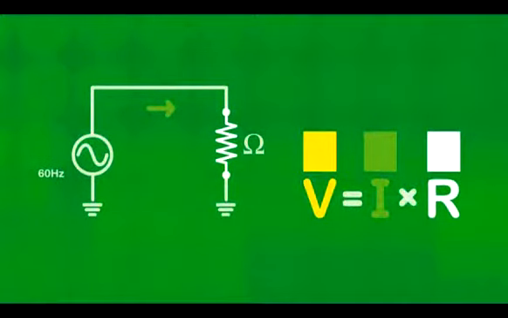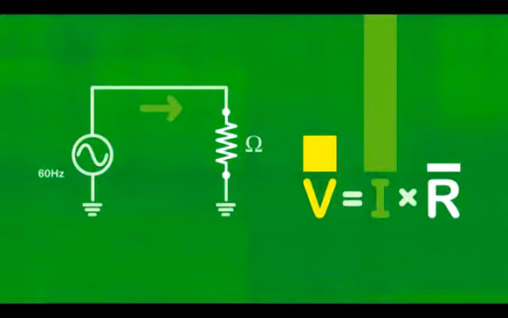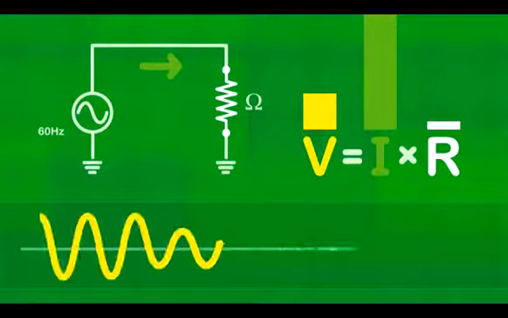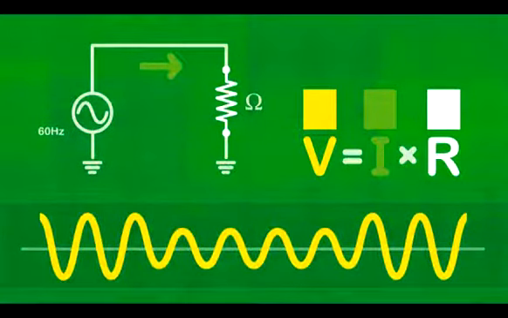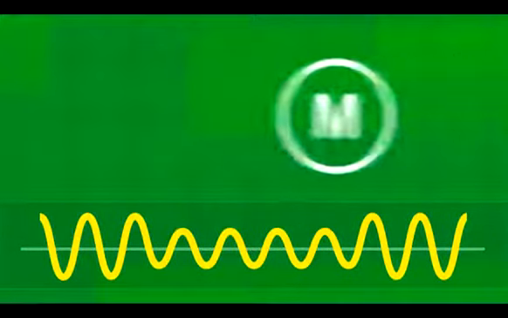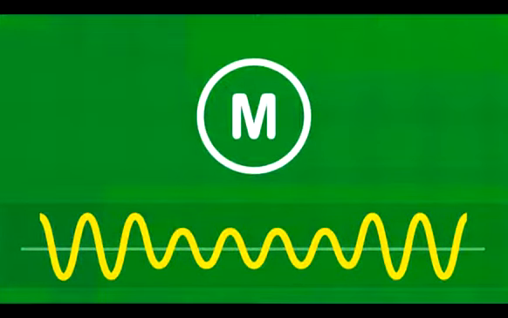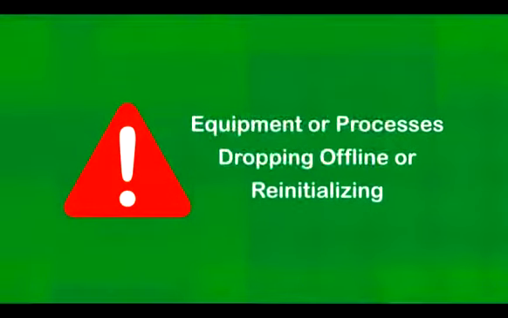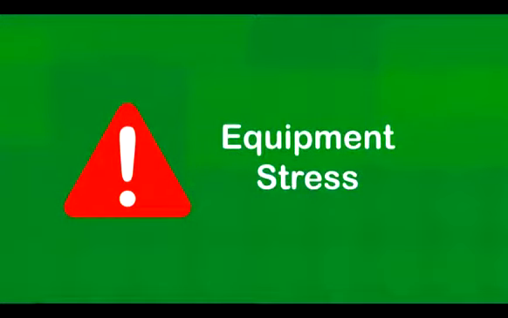Essentially, a voltage sag is created by an unexpected change in the electrical system's impedance or large increases in its current. This figure shows a waveform of a voltage sag event. In industrial systems, voltage sags may occur during the start of large equipment such as motors due to their high inrush current. Severe voltage sags may result in equipment or processes dropping offline or reinitializing. Voltage sags can also stress equipment connected to the electrical system.